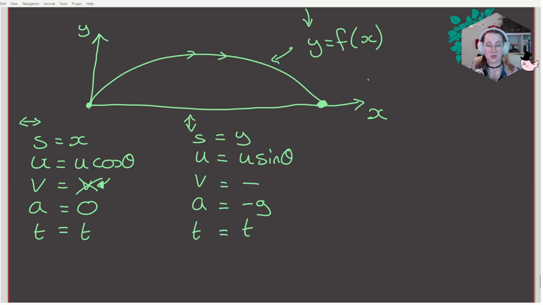So time is constant in both of them, right? This is why I wanted to keep time and not final velocity, because they might be different. You might have a different speed in the horizontal and the vertical, but time to get to a point is going to be the same.